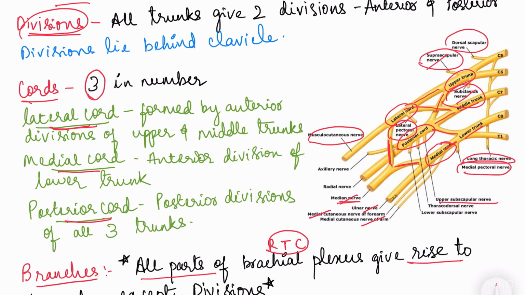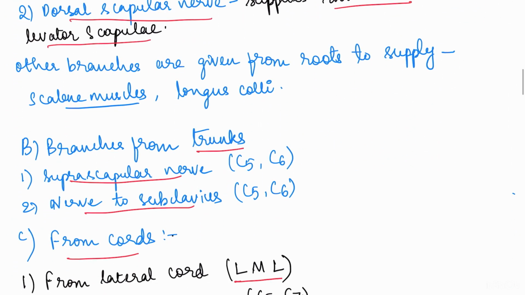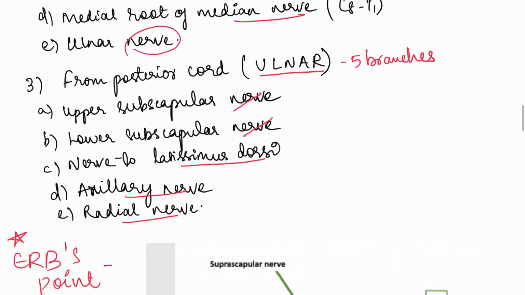This is the upper subscapular nerve, lower subscapular nerve, thoracodorsal nerve or nerve to latissimus dorsi. This is the axillary nerve and this is the radial nerve. So these are all the branches arising from the different cords.